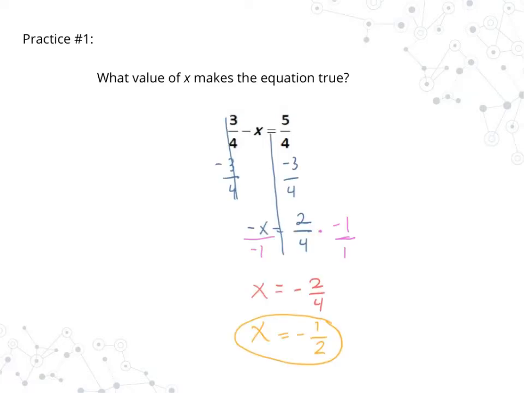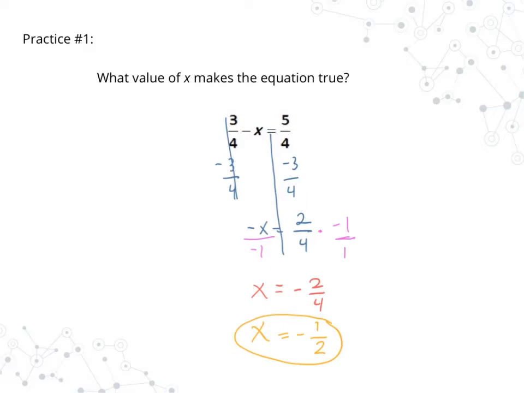How did you do? Were you able to get the same answer that I got? Notice that you had to get rid of that negative in front of the x by dividing both sides by -1, but you couldn't divide because it was a fraction, so you had to multiply by the reciprocal. You ended up with x equals -2/4, but again, that fraction is not in simplest form, so you should have had x equals -1/2.